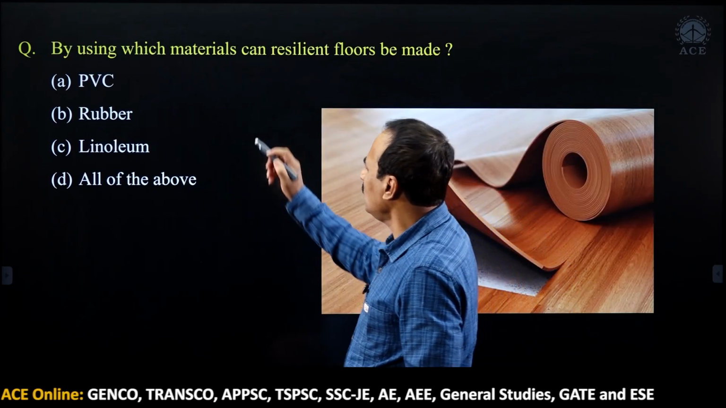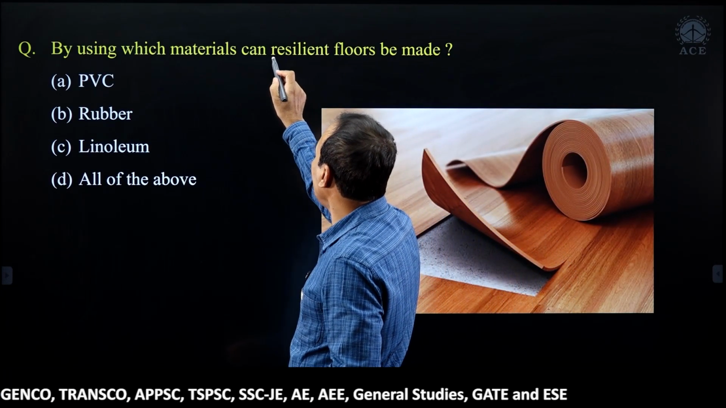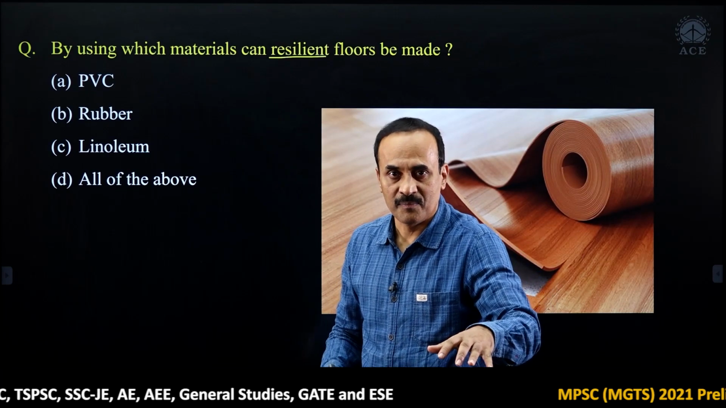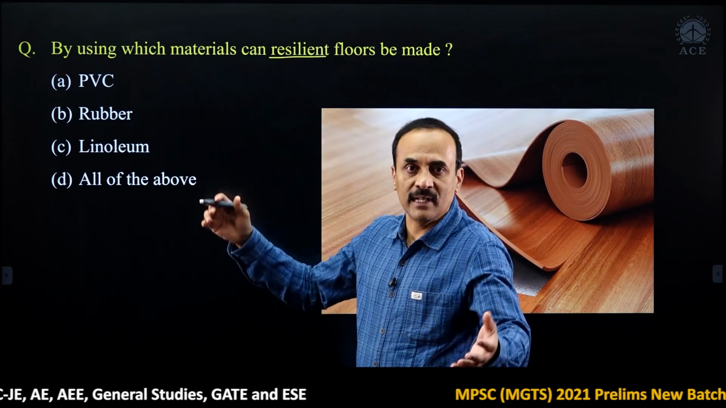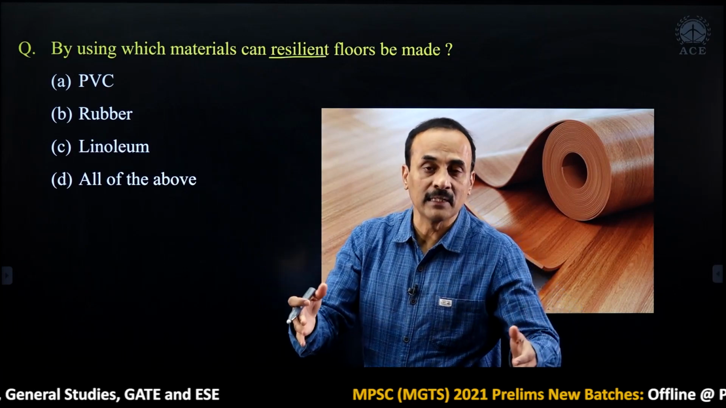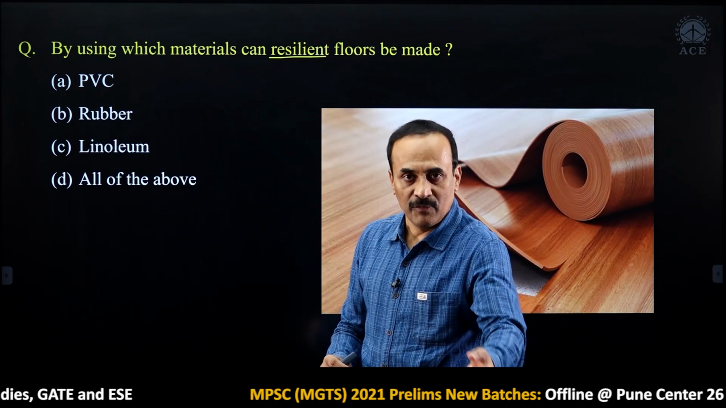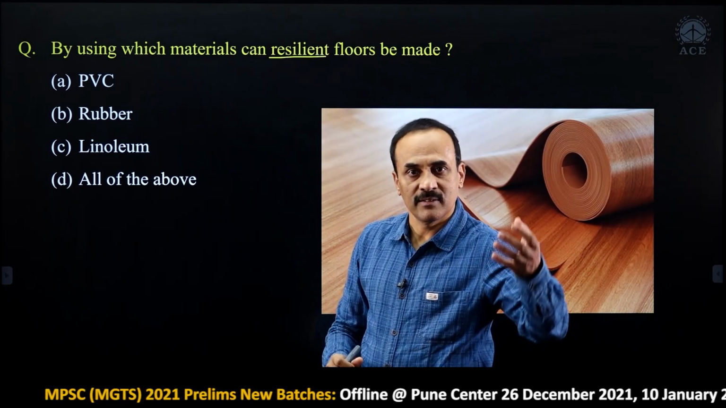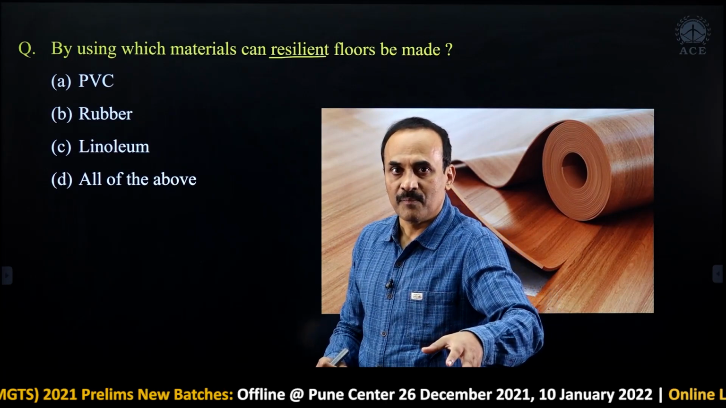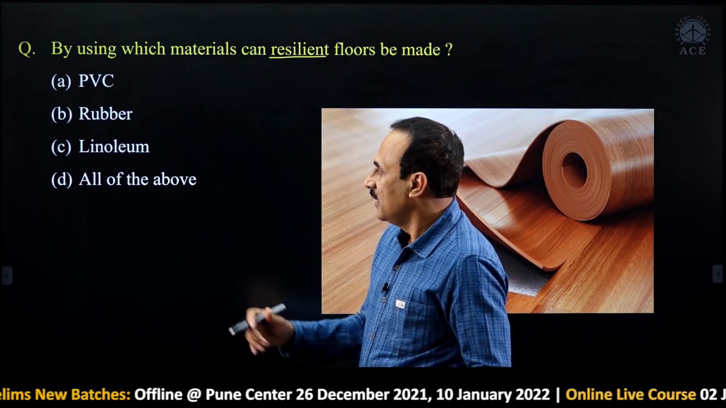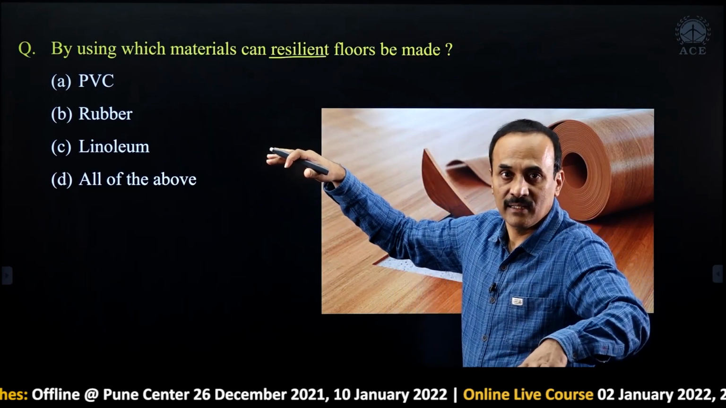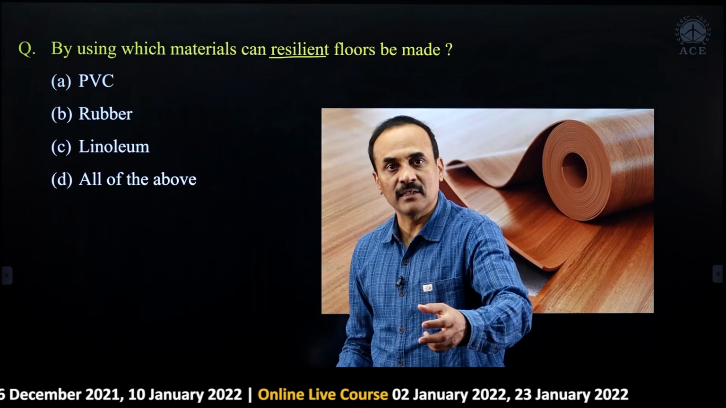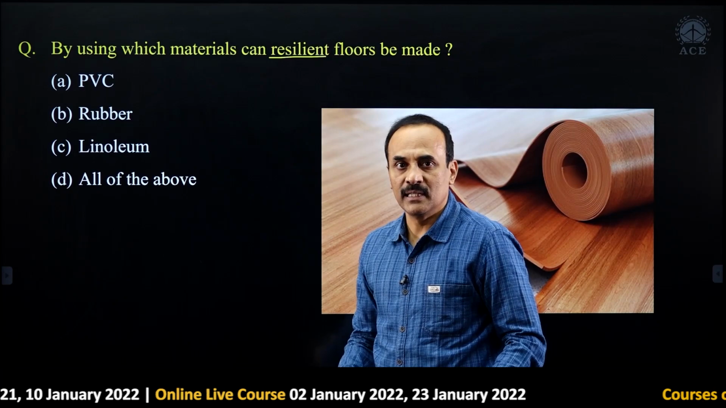Look at the question. By using which materials can resilient floors be made? Resilient means which can receive shock and vibrations easily. Especially resilient flooring is required in auditoriums, stadiums, even if any indoor games are going on like shuttle badminton, table tennis, even indoor football and hockey. In that case, shock absorbent flooring is required. Even in gymnasiums, we require resilient flooring.